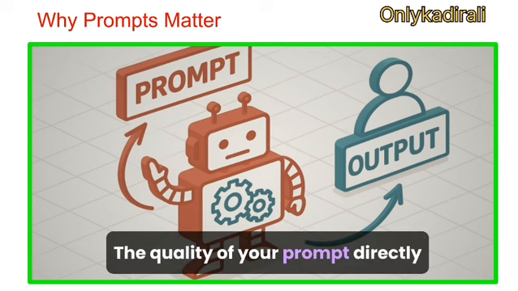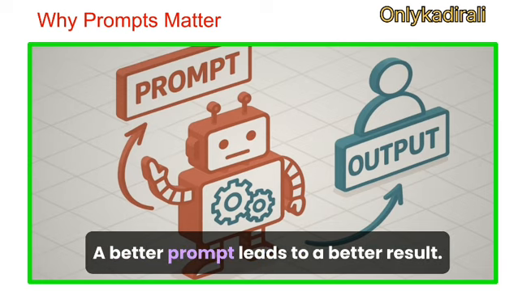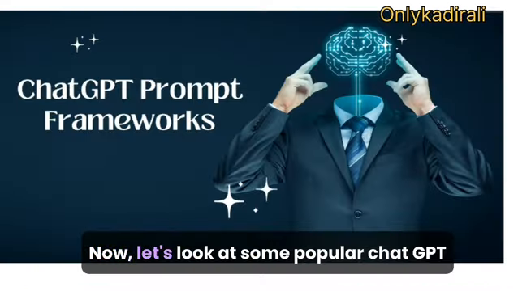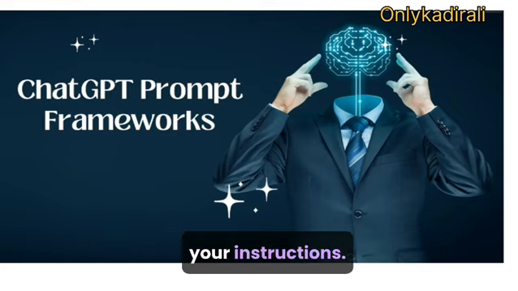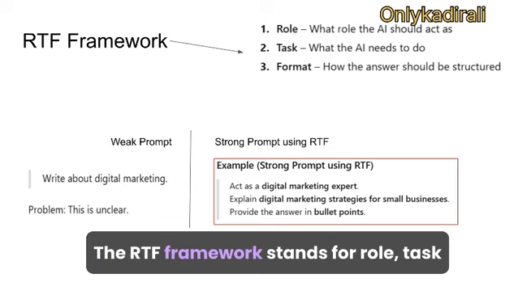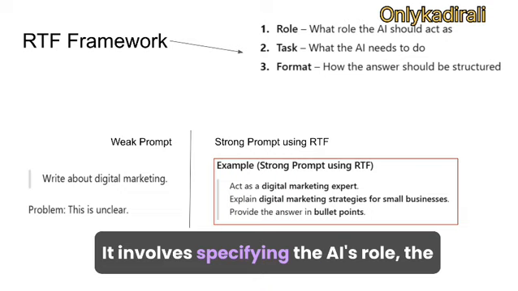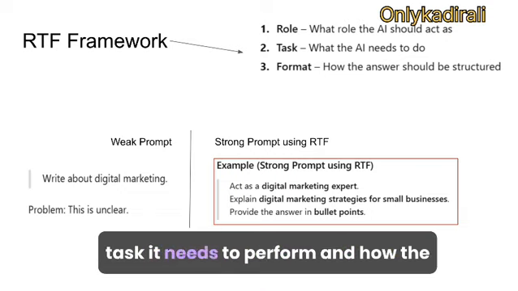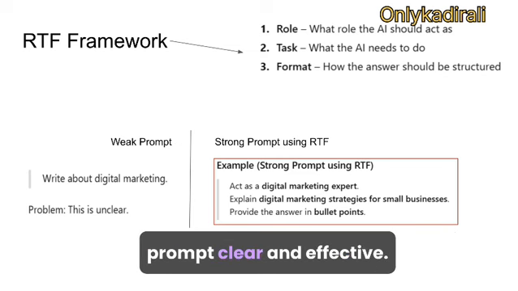The quality of your prompt directly affects the quality of the AI's output. A better prompt leads to a better result. Now let's look at some popular ChatGPT prompt frameworks to help structure your instructions. The RTF framework stands for Role, Task, and Format. It involves specifying the AI's role, the task it needs to perform, and how the answer should be structured, making the prompt clear and effective.